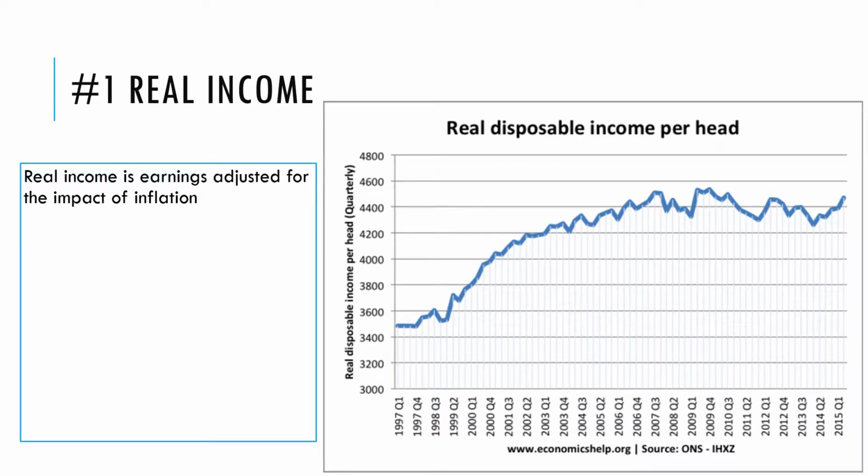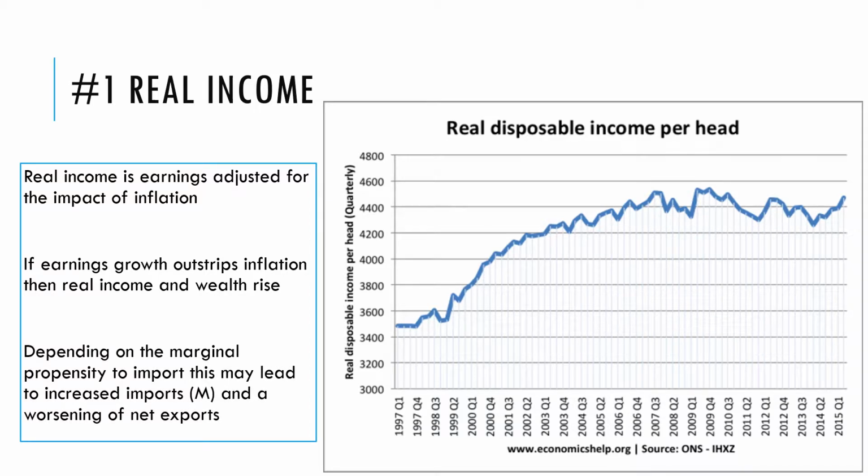Now, real income is earnings adjusted for the impact of inflation. If earnings growth outstrips inflation and real incomes rise, then people will have more purchasing power. They will feel perhaps wealthier if they're saving that extra income. And depending on the marginal propensity to import, this extra income may lead to increased imports and a worsening overall of net exports or the balance of trade. So if a larger proportion of people's extra income is spent on imports, they have a high marginal propensity to import within the economy, then real income growth may lead to more imports.